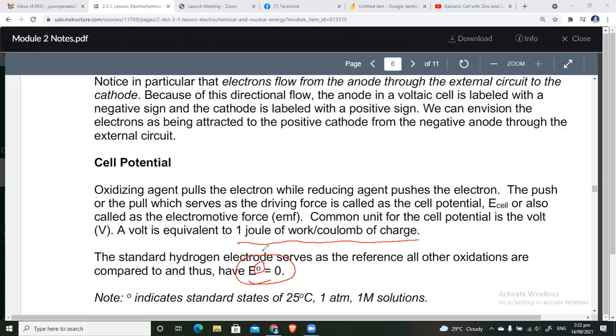Its cell potential is 0. The standard cell potential of the hydrogen electrode is 0. The degree symbol indicates the standard state: 25 degrees Celsius, 1 atm, and take note of the concentration of the solution, 1 molar solutions. So it is standard, that is the condition.